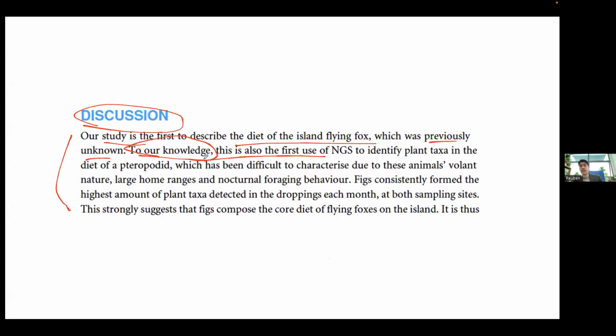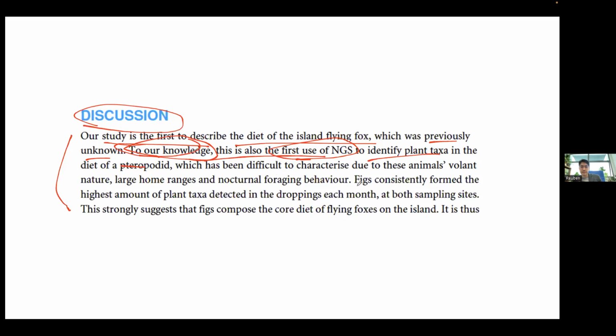If you're not sure, this kind of protects you. This is your qualifier. Instead of saying, this is the first use of NGS to identify, if you're not sure, always put this phrase here, to our knowledge or to my knowledge. And then you're safe.